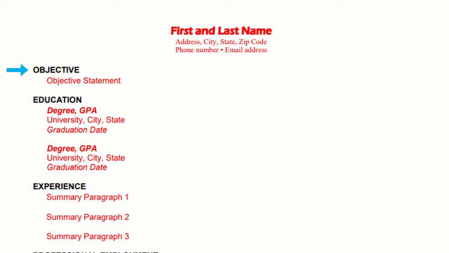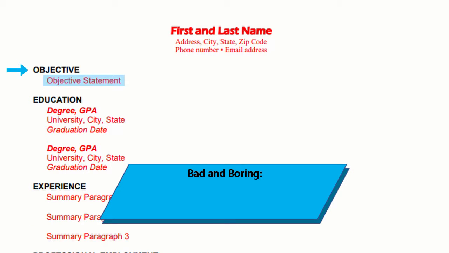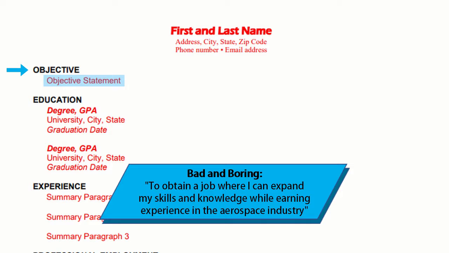Next, the objective of your resume. This is often underestimated, but this is a big one. Imagine that the hiring manager or recruiters are sorting through hundreds of resumes, and this is the first line that they're going to read about you. You want it to catch their attention. Something that I notice many people do is that they have a very generic objective statement. I'm an aerospace engineer, so a bad and boring statement would be something like aerospace engineer, or to become an aerospace engineer at a reputable company, or to obtain a job where I can expand my skills and knowledge while earning experience in the aerospace industry.